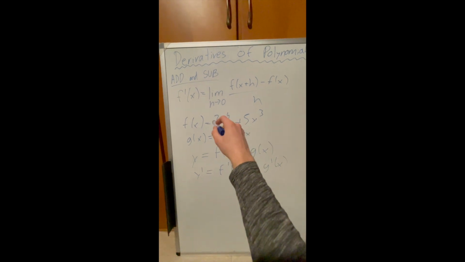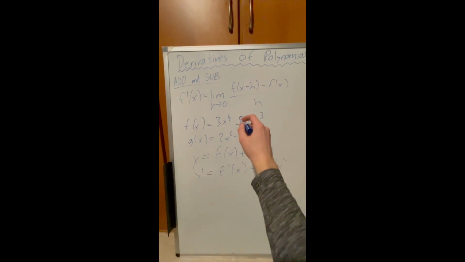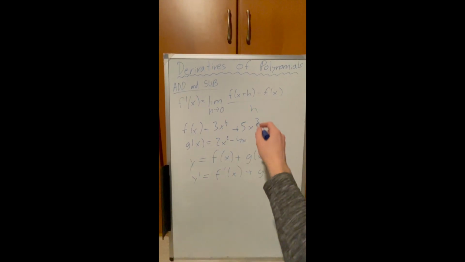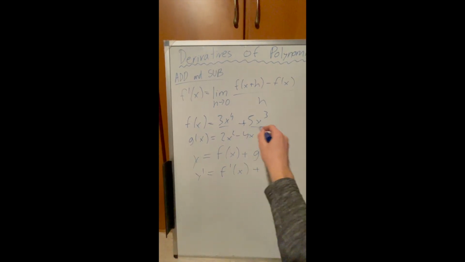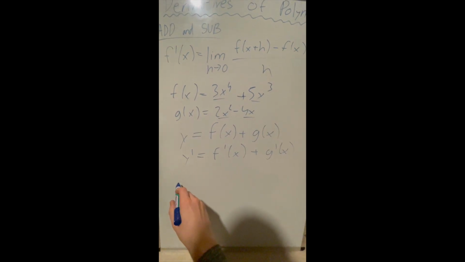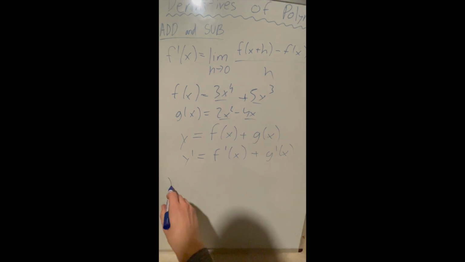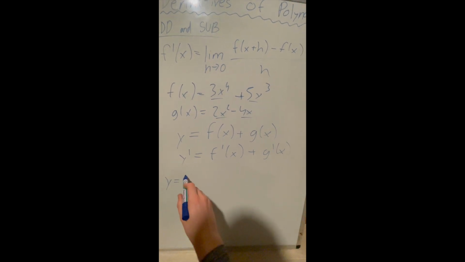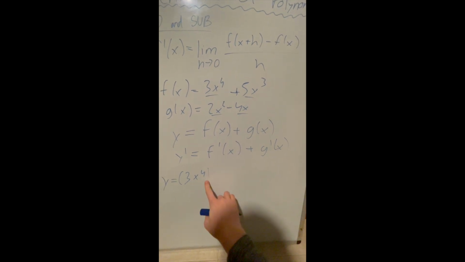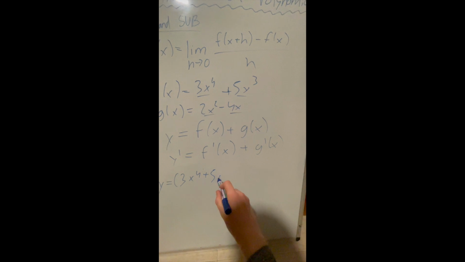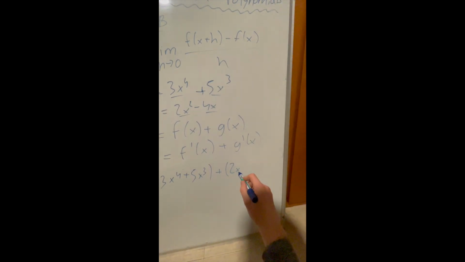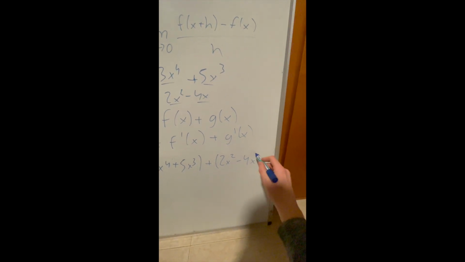Since we have values inside f of x and g of x that are just adding and subtracting from each other, then we can directly derive each of the values. So we can derive this, then this, then this, then this, and put it all together. So let's just write down our y first, our function, which is 3x to the power 4 plus 5x to the power 3, plus 2x squared minus 4x.